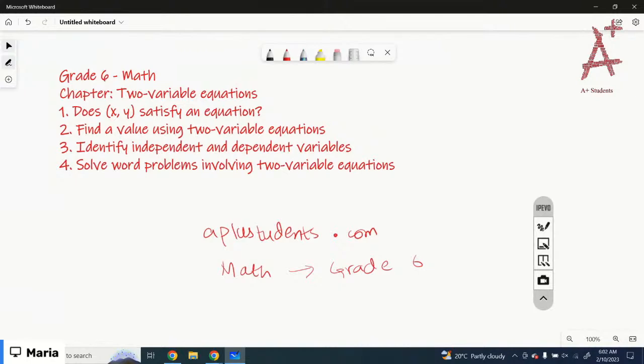I'm going to start with chapter 2, two variable equations. The lessons we're going to cover today are: does xy satisfy an equation? Find a value using two variable equations. Identify independent variables. And then solve word problems involving two variable equations. So let's start with the first lesson, does xy satisfy an equation?